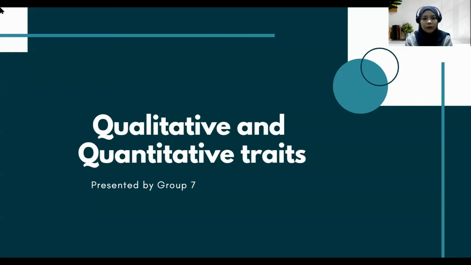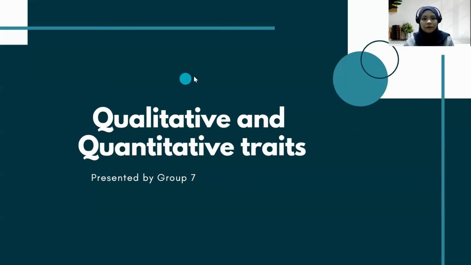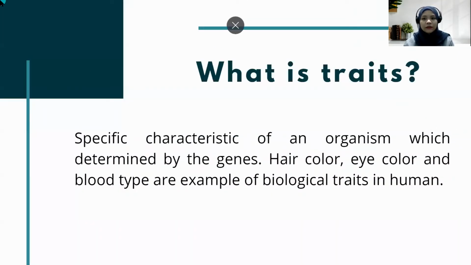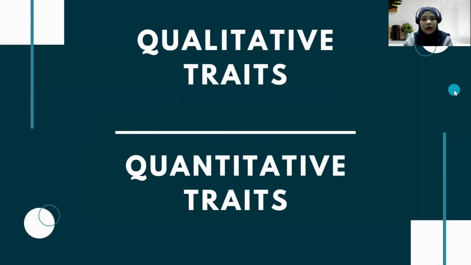We'll present the topic qualitative and quantitative traits. So, what is traits? It is a specific characteristic of an organism which is determined by the genes. Hair color, eye color, and blood type are examples of biological traits in humans. There are two types of traits, which are qualitative traits and quantitative traits.